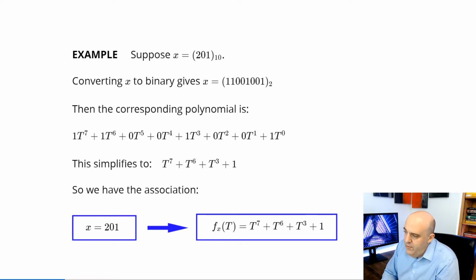Just to see a little example, why don't we take 201 in base 10? What is the polynomial associated to that integer? Well, first, let's just convert x to binary. That turns out to be 11001001. And so the polynomial formed is obtained by using those binary digits as coefficients, and we end up with this 7th degree polynomial. Like we were saying before, the terms with coefficient 0 can just be ignored, and the terms with coefficient 1 need to be kept, but we don't need to write the 1. So we get t to the 7 plus t to the 6 plus t cubed plus 1. So 201 is associated to that 7th degree polynomial.